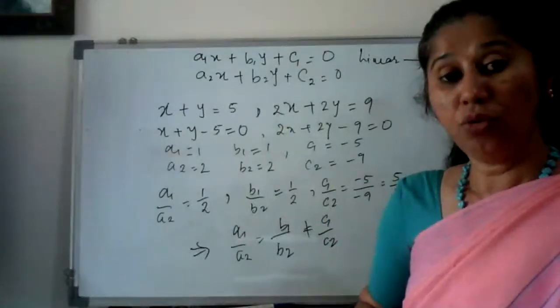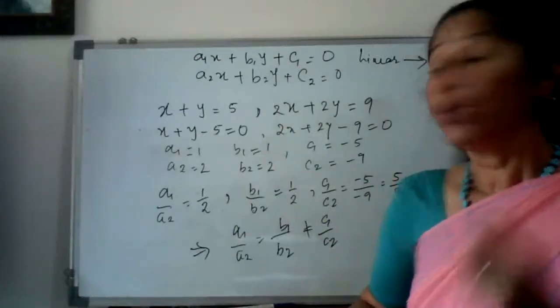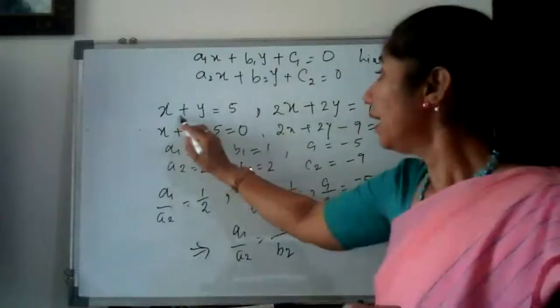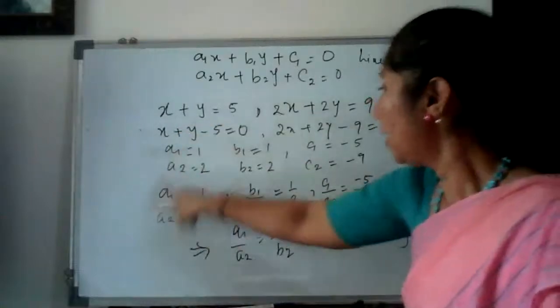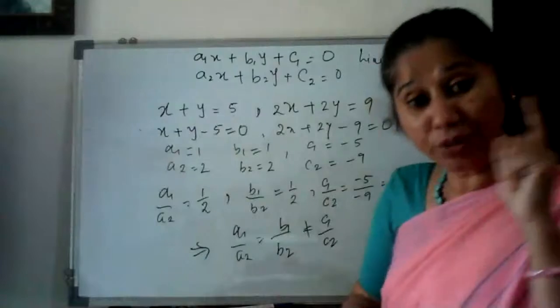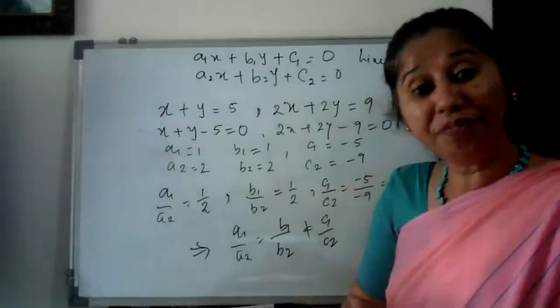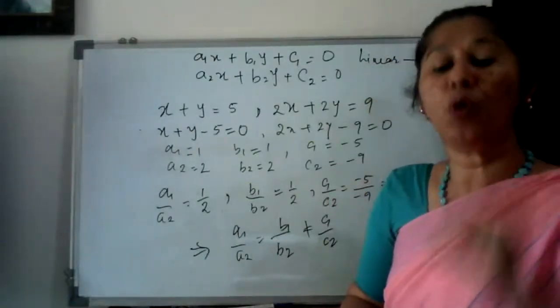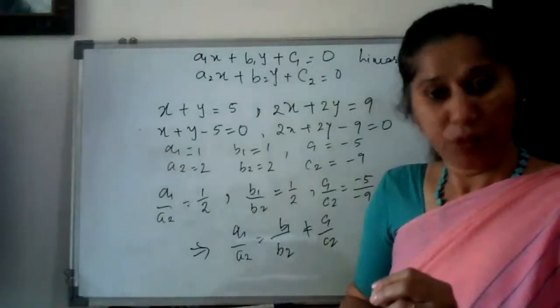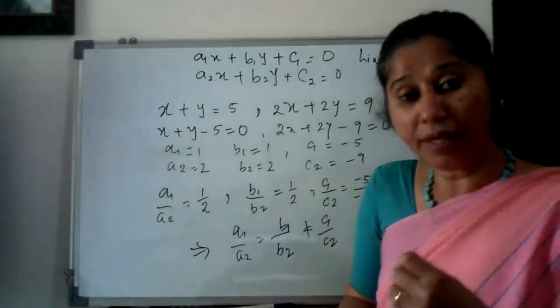ओके, तो ग्राफ ड्रॉ करेंगे तो हमें क्या मिलेगा, तो इस टाइप का जब ग्राफ होगा कि आपका ये वाला a1 a2 और b1 b2 का रेशियो सेम है पर c1 c2 डिफरेंट है, तब हमेशा आपको पैरेलल लाइंस मिलेंगे. ओके, you can check it, you can verify it.